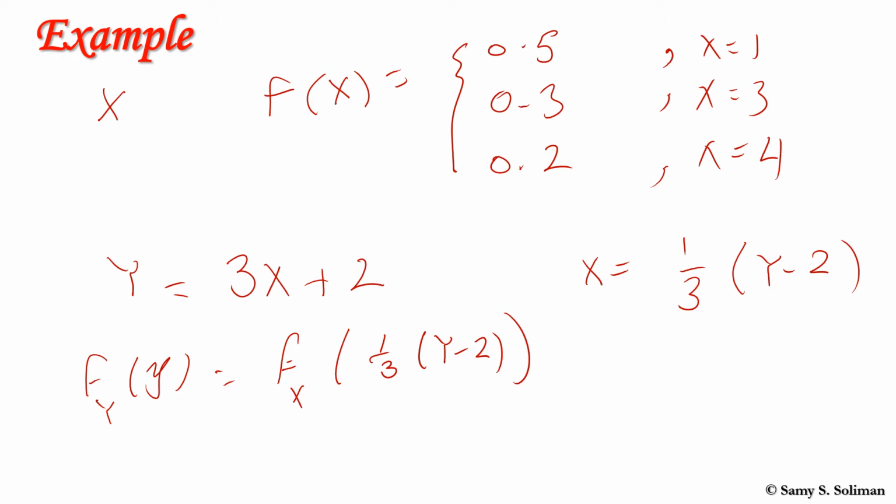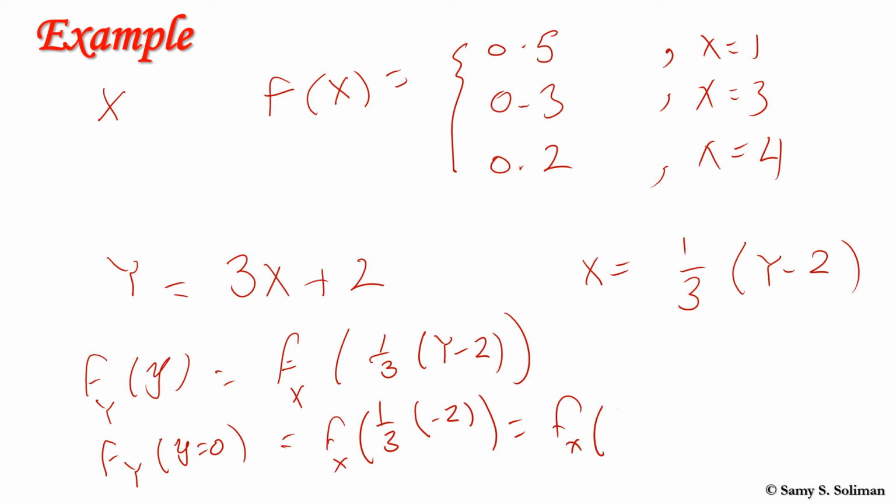So for example, if we want to get f sub y for value y equals 0, that is f of x of 1 over 3 of y minus 2, here y is equal to 0, so that is minus 2 over 3. This is f of x of negative 2 over 3. Is this one of the values of x? No. So this probability is equal to 0. Similarly, we can get the PMF of y at any value of small y.